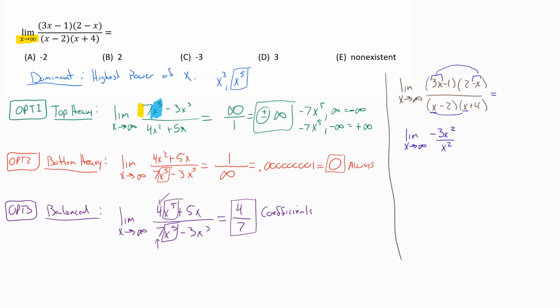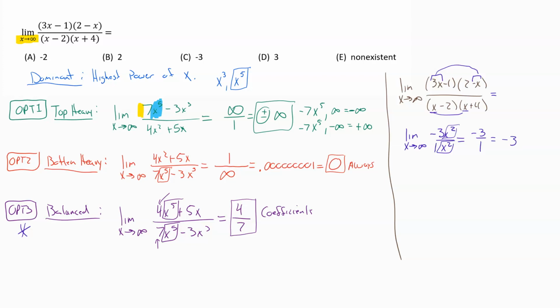We didn't have to do all the multiplication, which saves us some time, which is always helpful on an AP Calc test. From here, we see that what we've got is option 3 going on. We have equal dominant terms on top and bottom. So that means it's going to be the coefficients of those terms that give us our answer. So that's a negative 3 on top. There's that unwritten 1 on bottom. And in the end, we head to negative 3.